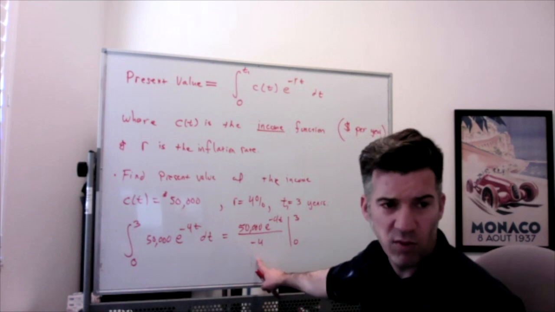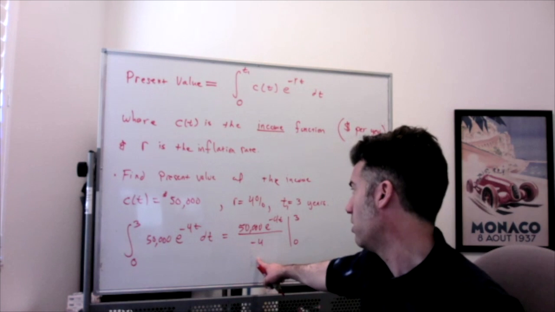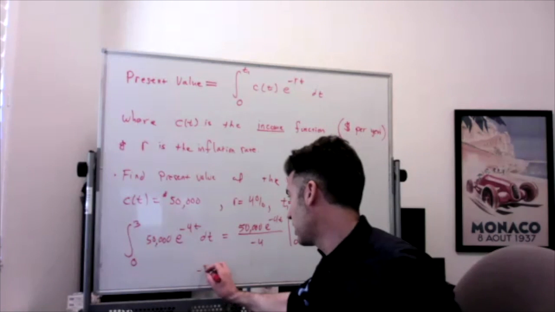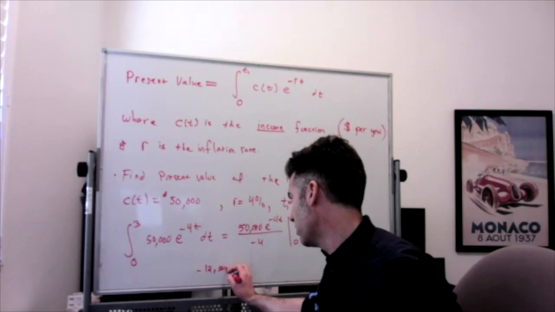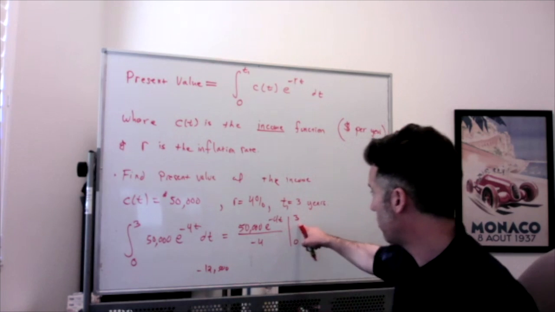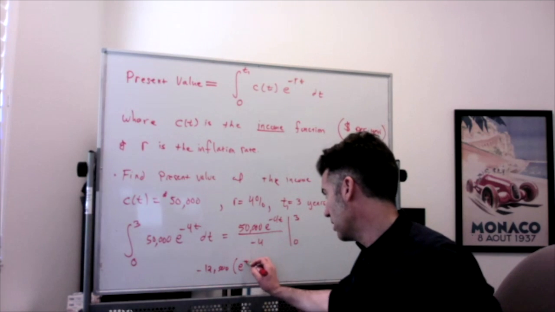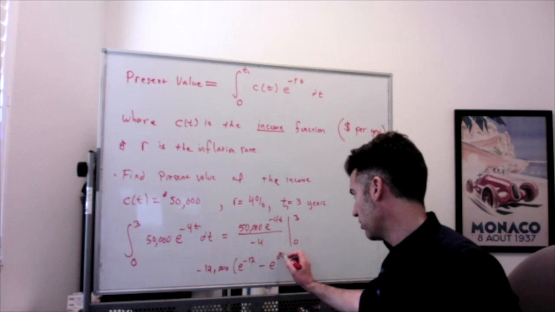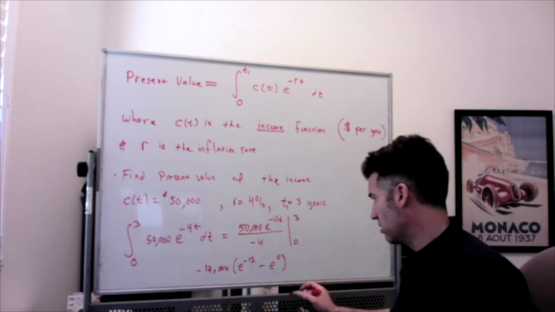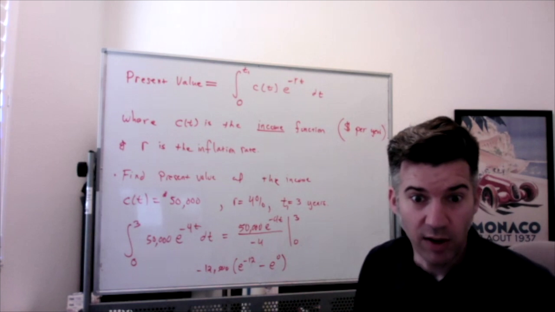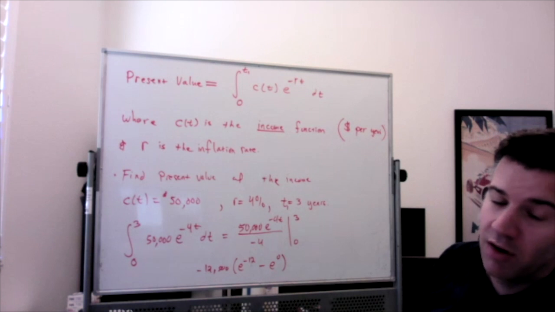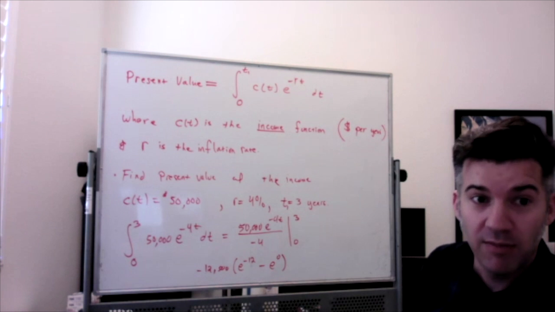50,000 divided by 4 is what? It's 25,000 divided by 2, it's 12,500. This is negative 12,500. And then when you plug in 3, you get e to the negative 12, minus when you plug in 0, you get e to the 0. So that's going to be, let's actually get out the calculator. Wait. Oh, excellent, good call, Joanna. I'm making a real bonehead mistake there.